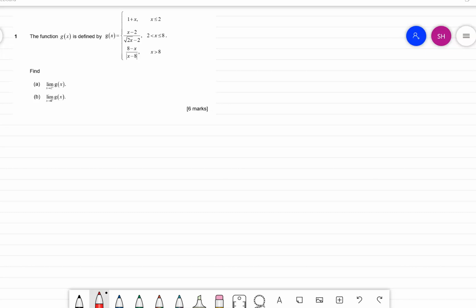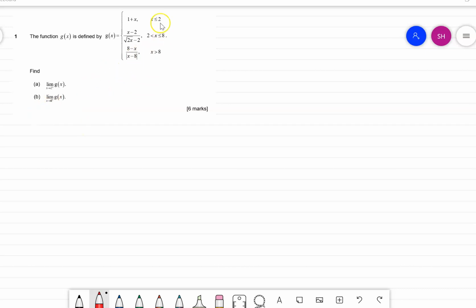Part B, question number 1. The function g of x is defined by this piecewise function. Find the limit of g of x as x approaches 2 from the right. And for B, find the limit of g of x as x approaches 8 from the right.